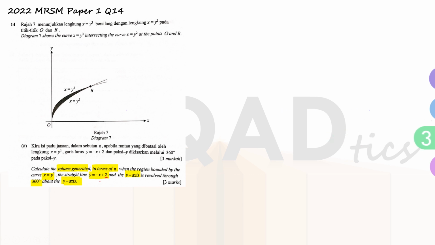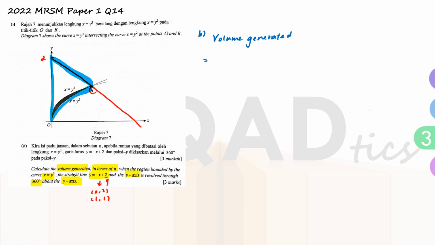So firstly, I would draw this line out by using these 2 points, the intercept and also the x-coordinate of point B. So our region would be this outside curve, this straight line, and the y-axis. So here's our region. So to find the volume generated, I always tell my students to first view this question as finding the area of the shaded region.